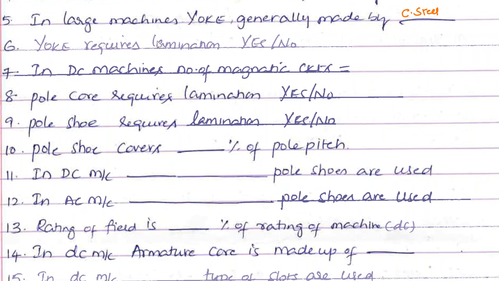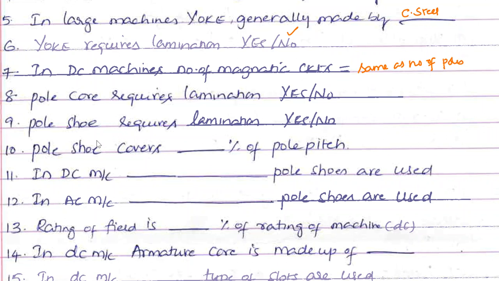Next, the sixth question: yoke requires lamination. It is a true or false question, a yes or no. So yoke doesn't require laminations. It's a solid part. So yoke requires lamination means it is a no. Why? Because in the yoke the flux reversal won't take place. Okay. In DC machines the number of magnetic circuits is the same as the number of poles.